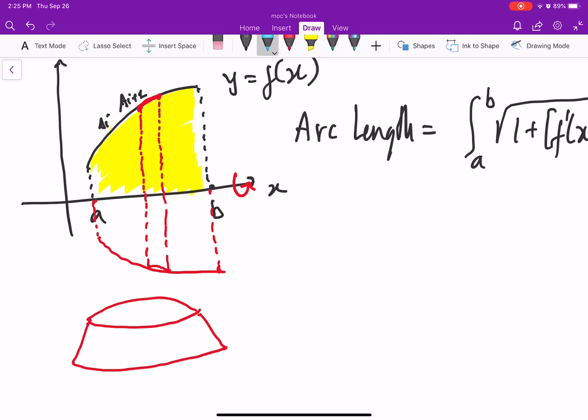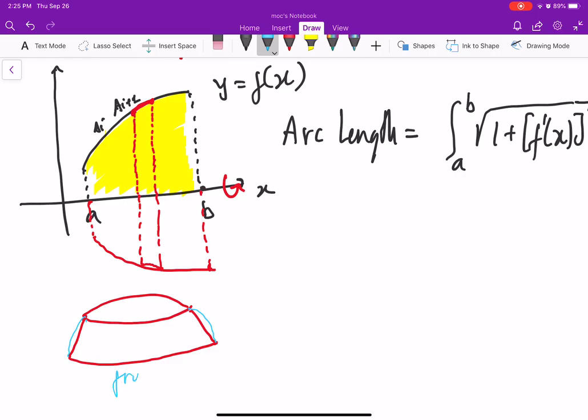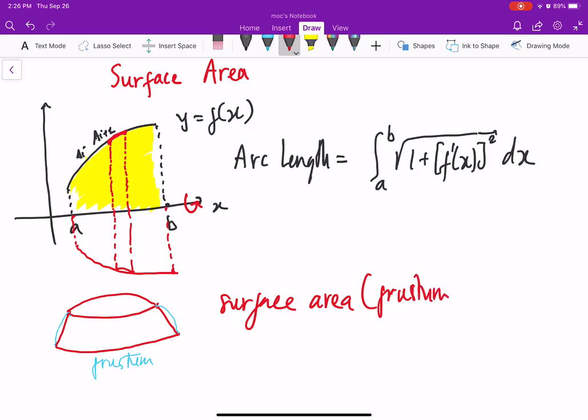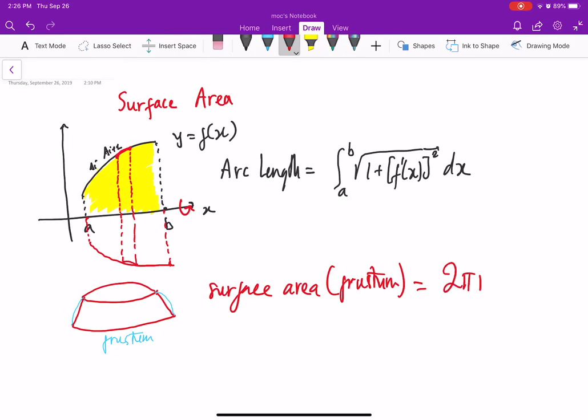Maybe the curve looks like this. And we approximate the surface area of that piece by the surface area of the frustum. And we know the surface area of the frustum in this situation can be found by using the formula: surface area of the frustum equals 2 pi r L, where L is the distance from this point to this point.